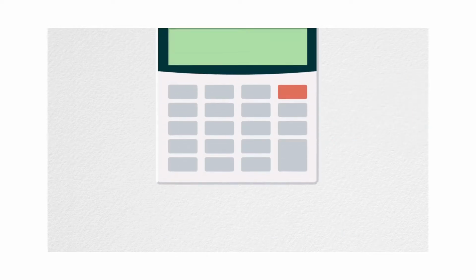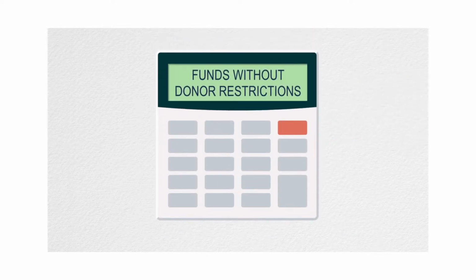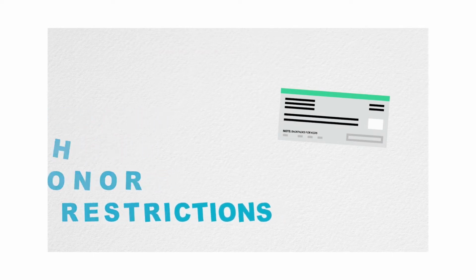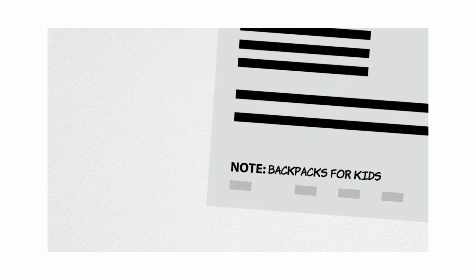If there are no restrictions placed on donations or grants, then they are considered funds without donor restrictions, or what used to be called unrestricted funds. These are likely your favorite kind because you can use them for whatever is most needed. However, the second type of funds are known as funds with donor restrictions. Donors might restrict a donation or grant to use only in your new Backpacks for Kids program, for example.